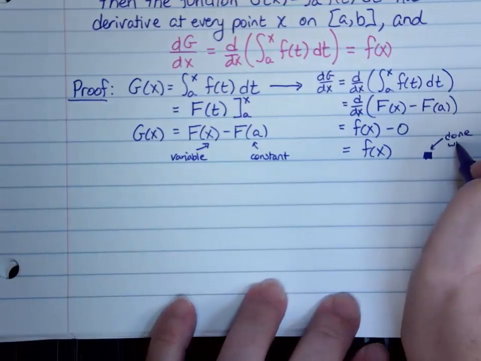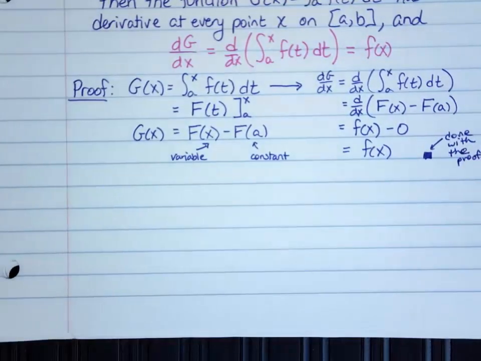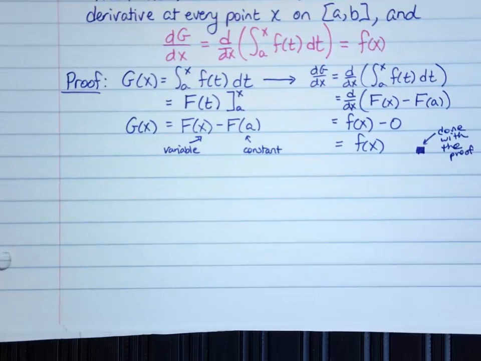Done with the proof. I stumbled across that in the multivariable calculus book yesterday. And they'd never seen that. My kids hadn't. So I said, I'm going to show you what that means. The little square means that I'm done with the proof. So anything you read after that has nothing to do with the proof.